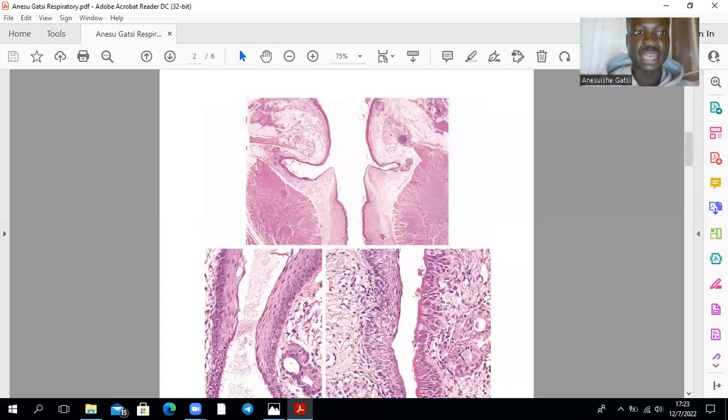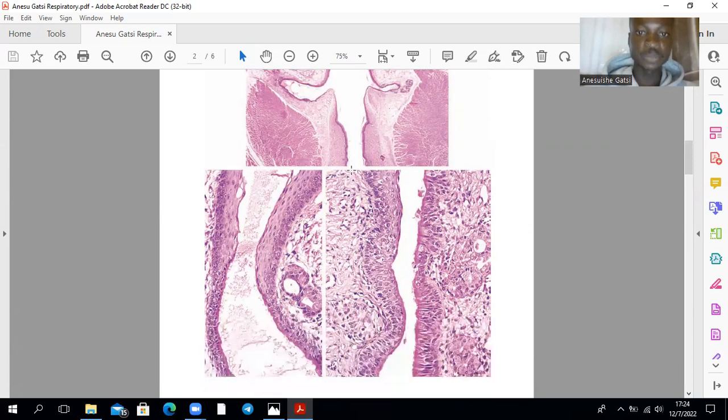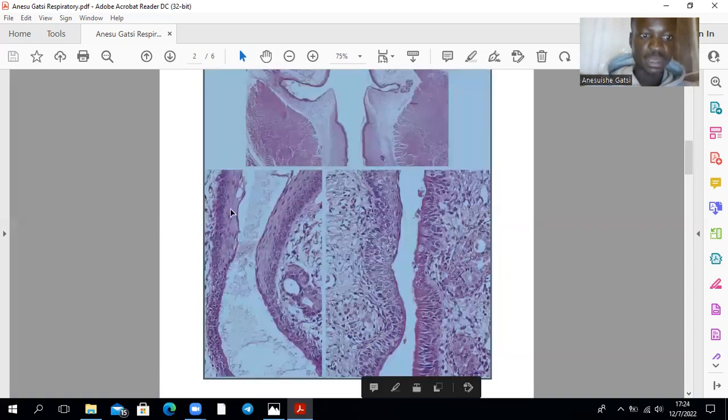Then there's a slide of the larynx. If you look at the larynx, these are going to be the ventricles. This is low magnification. If you come to the bottom slides here, this is the epithelium. Remember I said the larynx will have respiratory epithelium, but in places where you find the vocal cords, you have a stratified squamous epithelium. So this is a stratified squamous epithelium on this side. This is a stratified squamous epithelium on this side.